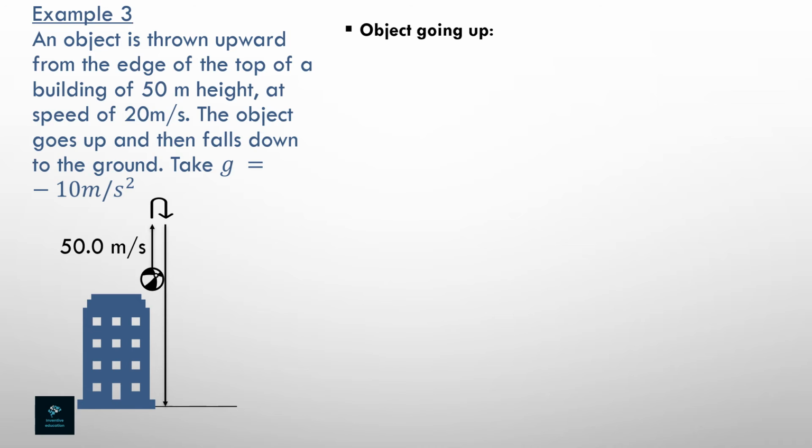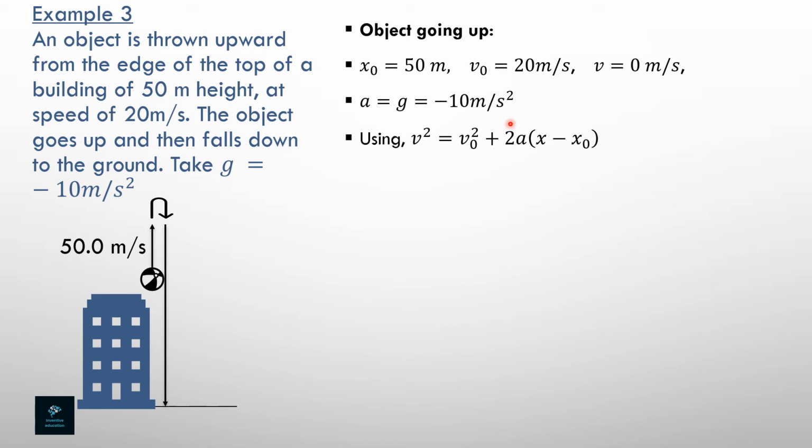When the object is going upward, the initial position x0 is equal to 50 meters. This is the height of the building. Initial velocity is equal to 20 meters per second, and the final velocity, that is the velocity at the maximum height, is 0 meters per second. The acceleration is minus 10 meters per second square.